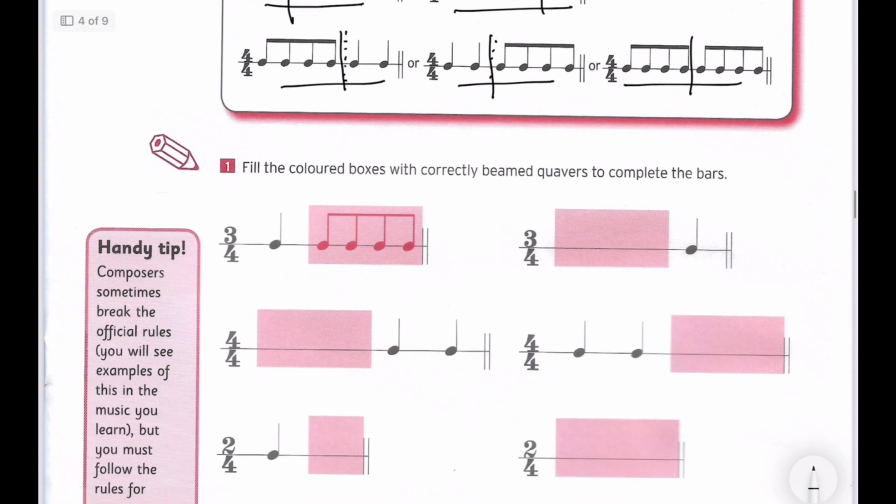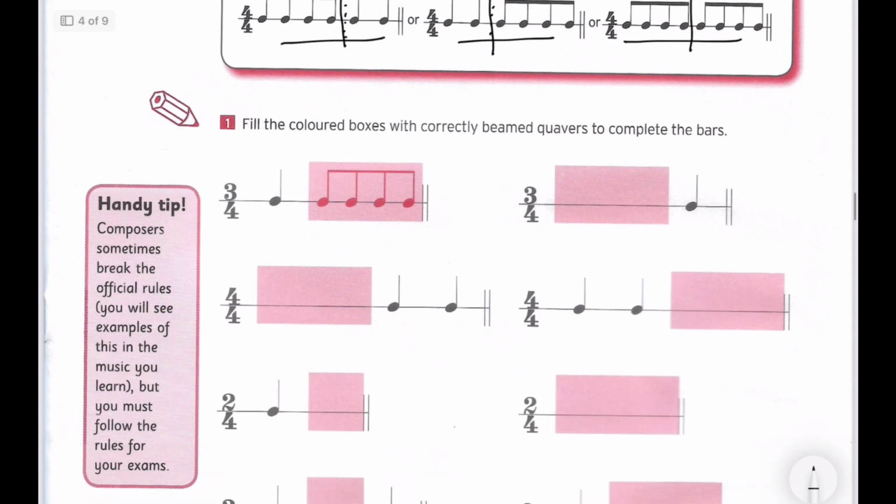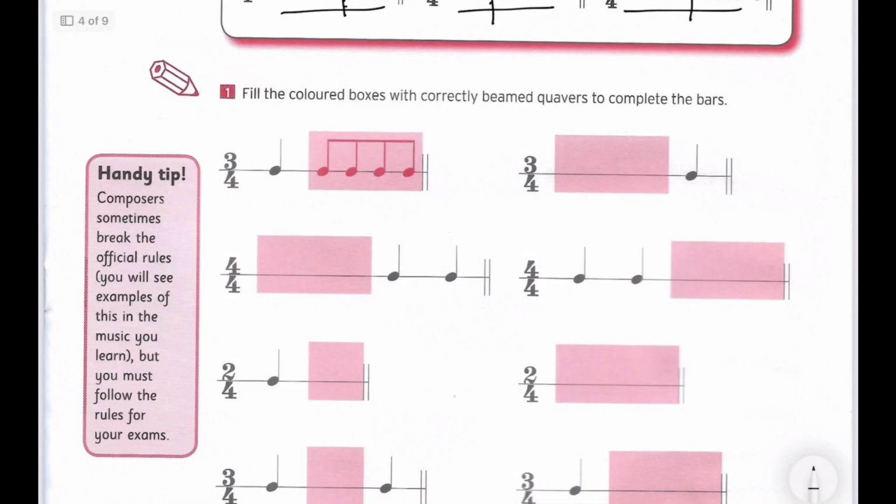Okay. So let's do our first exercise for this. In this one, they are asking to fill the colored boxes with correctly beamed quavers to complete the bar. So as we have seen in our examples above, this is a 3 4. That means we need three crotchet beats.